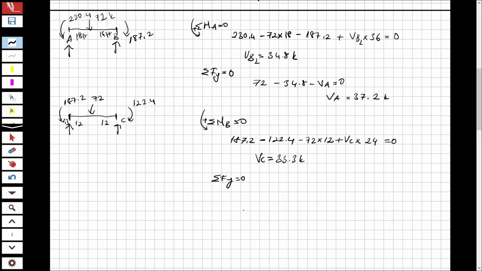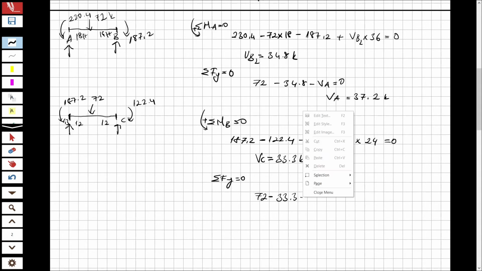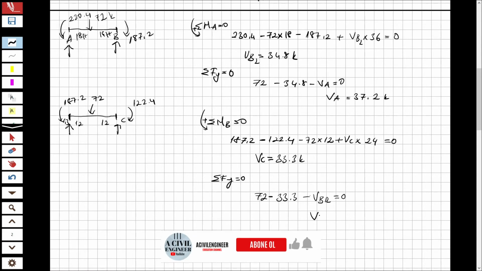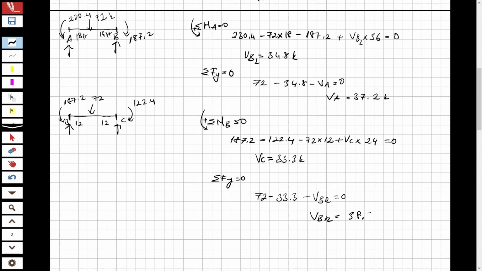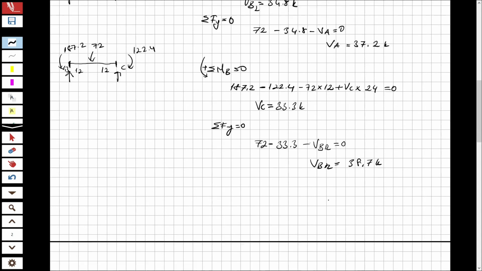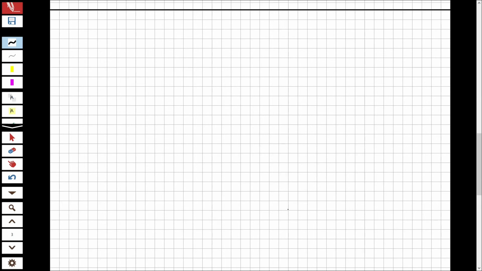equal to 0. So now I'm going to obtain the other shear, VB right. 72 minus 33.3 minus VB right equals 0. VB right will be equal to 38.7. Now I have all shears. If I have shears, let's draw the shear and the moment diagrams.